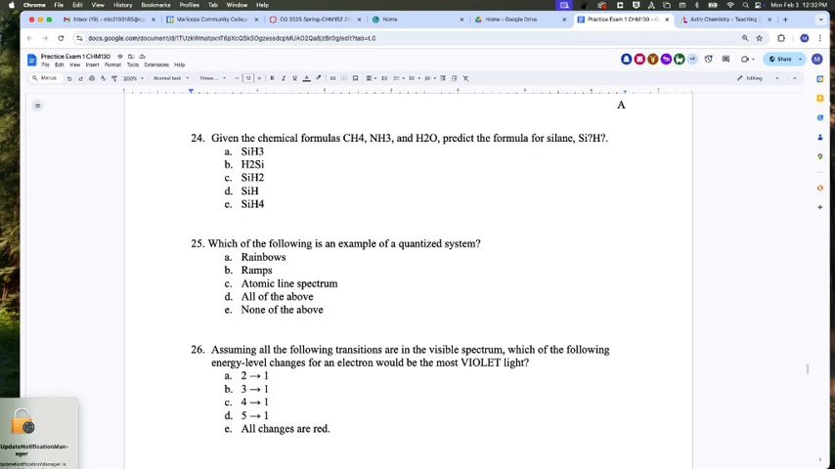So if we're going to look at this, the best answer in this case is going to match the one with our CH4. We're going to look at SiH4. And there we go.